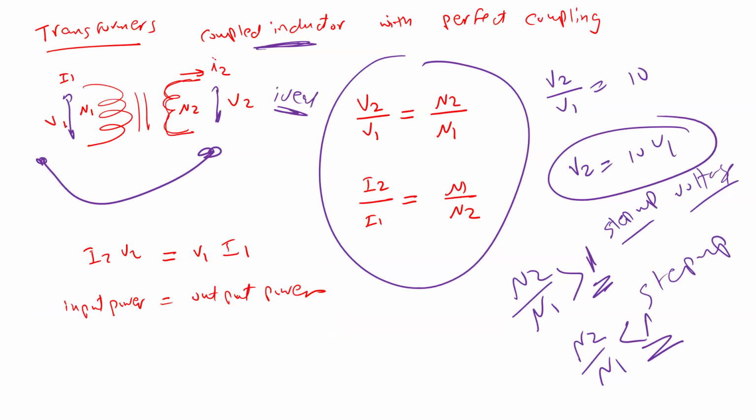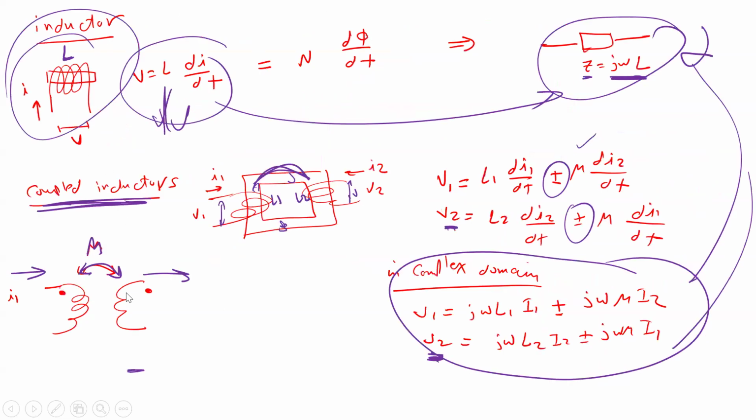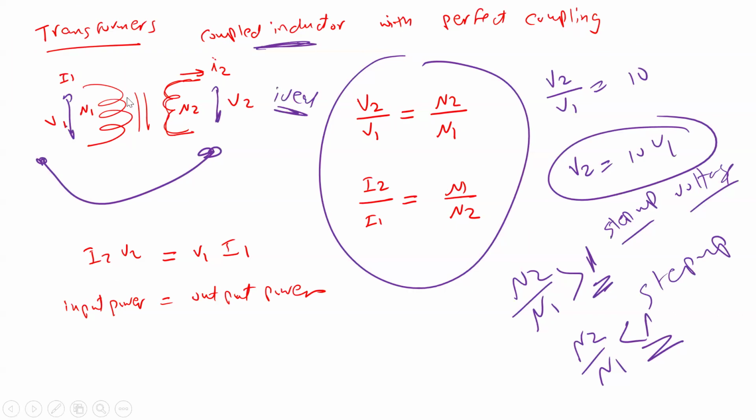So the conclusion: a transformer is actually a coupled inductor, but with perfect coupling. As you will see in the example right now, the way I will analyze a circuit with a transformer will be different from the way we analyze a coupled inductor. In a coupled inductor, I use the two inductor formulas, but in the case of a transformer, I already have two equations that give the relation between the voltages and the currents. I can use these two equations to analyze the circuit, as you will see.